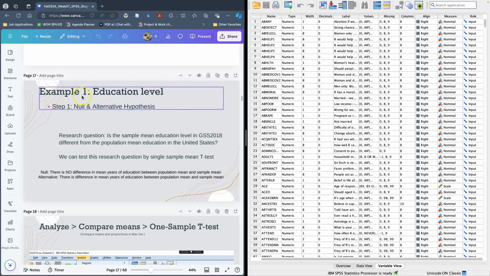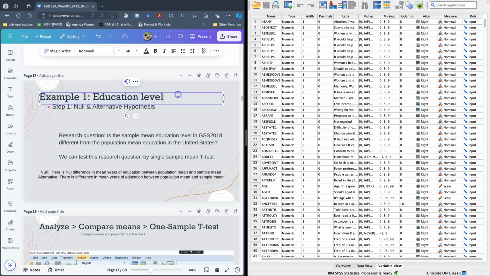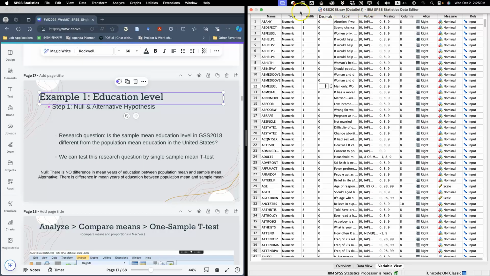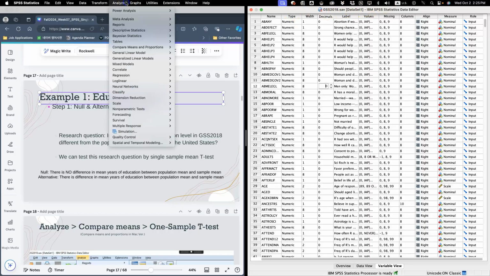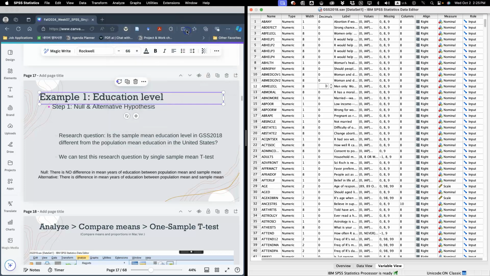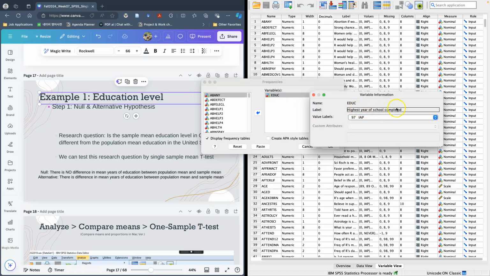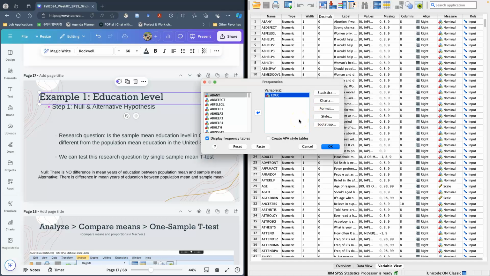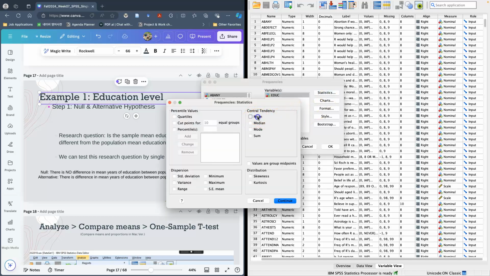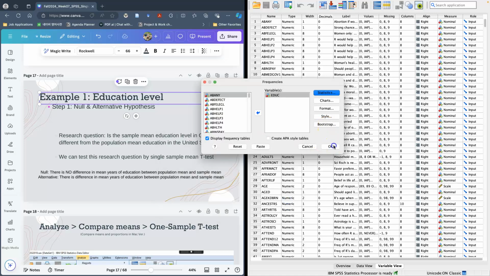Example 1 is based on the education level, which is the EDUC variable in the SPSS data. This is the Mac version, but anyway, you can go to Analyze, Descriptive Statistics, Frequencies, and check EDUC, which is the highest year of education they had. You may remember that 0 means 0 years of education, 20 means 20 years of education. You learned how to use the mean, median, mode, and maybe standard deviation or range. We'll keep it that way, continue and OK.